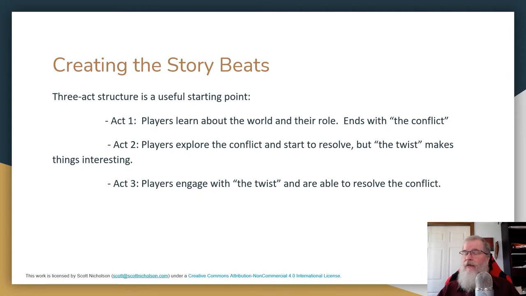Act two is where the player then engages with the conflict. They start to figure out and start to resolve the conflict. They think they're making progress, but then you have the twist. Now, the twist changes things up a little bit. It changes some element of the game and makes this a little bit more interesting. So I always like to have a twist there in the middle. And then in Act 3, the players then move from engaging with the initial conflict to engaging with the twist, and they're able to then resolve the conflict in the third act.